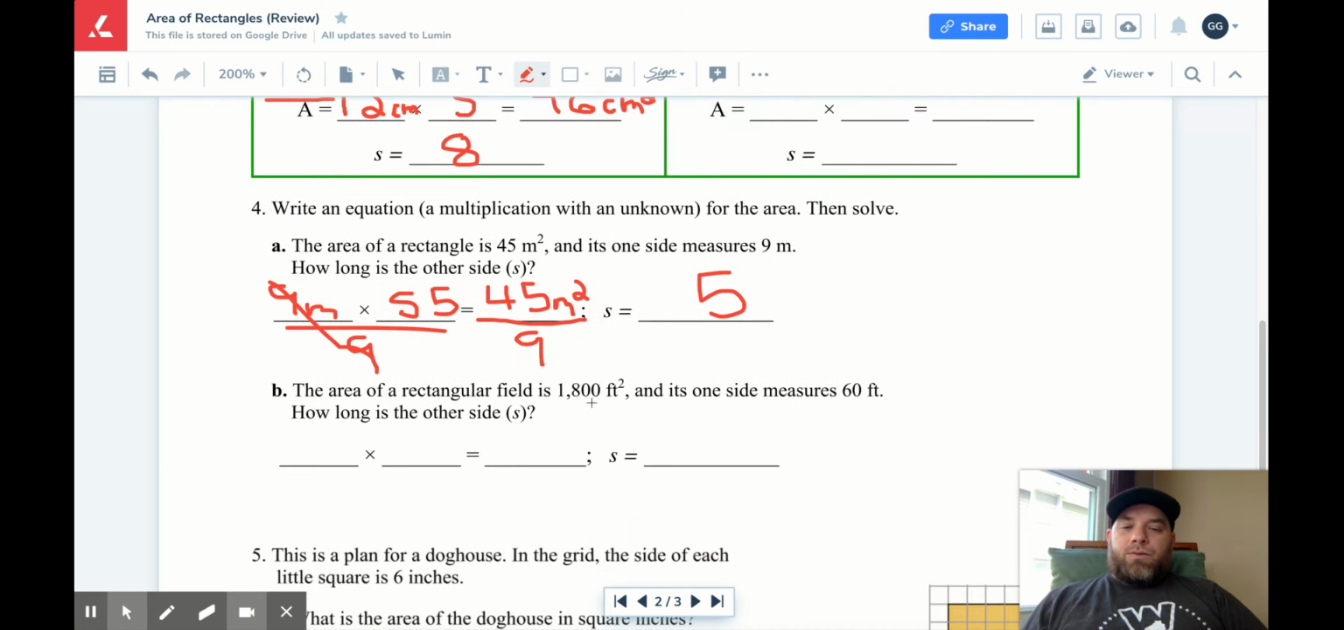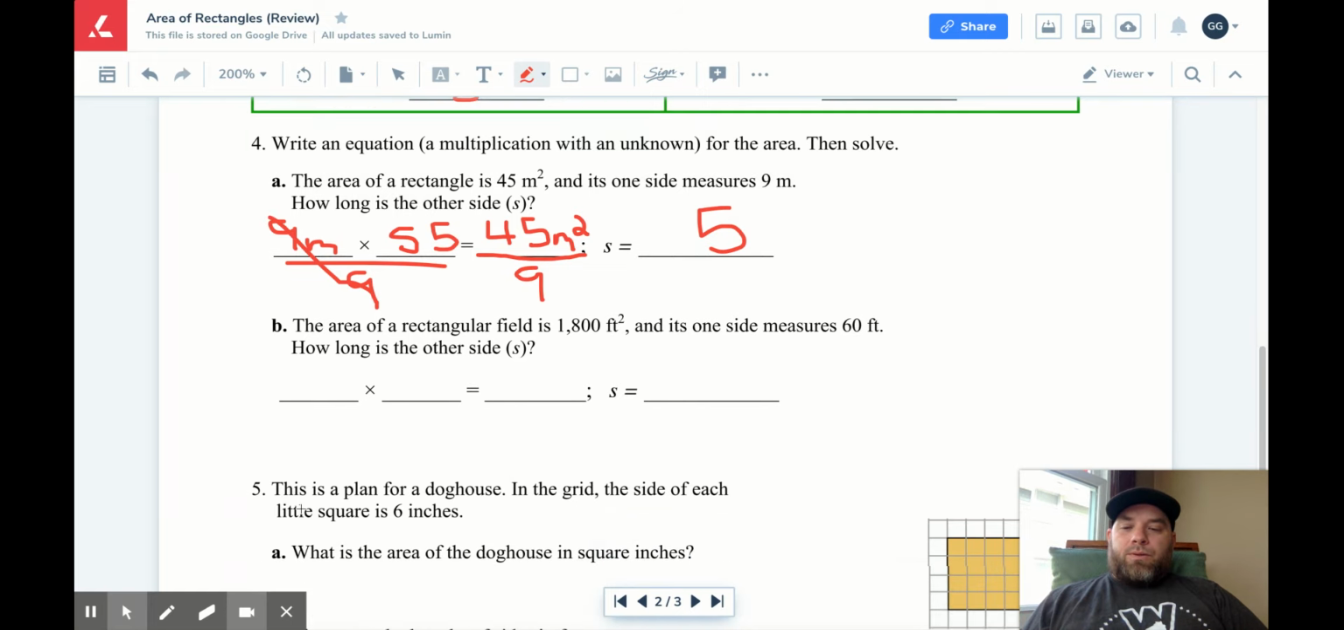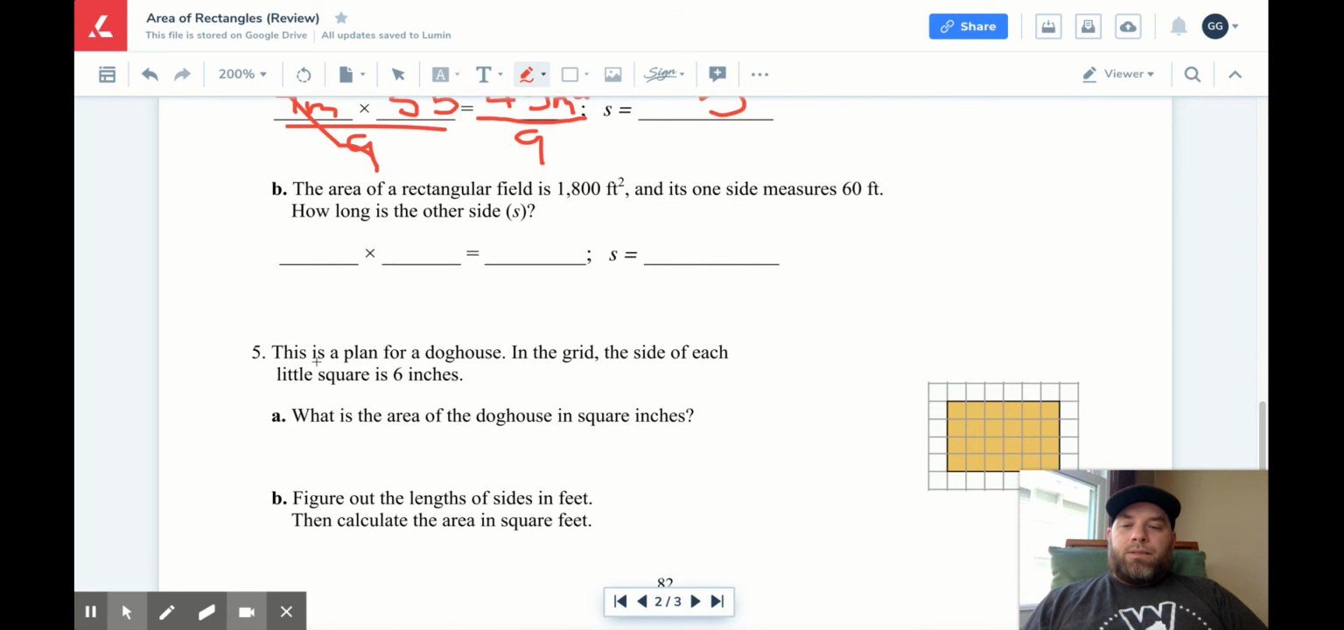All right. So try to do this one. This one's actually a bigger number, but just think about how we use zeros. So you can cross out and cancel out some of those zeros. Try that. This problem is a plan for a doghouse. In the grid, the side of each little square is 6 inches.